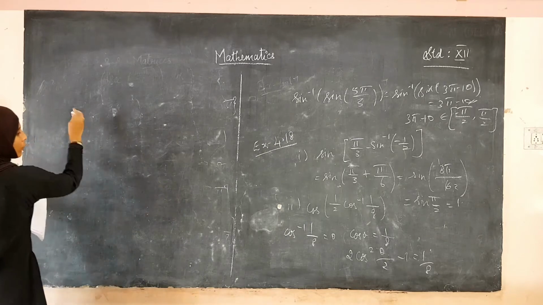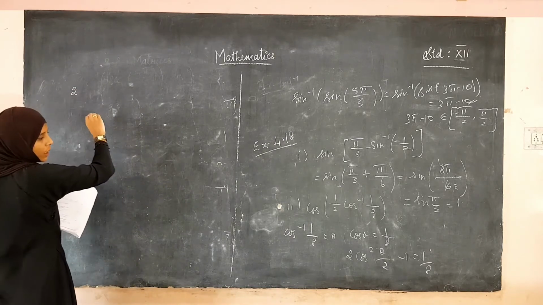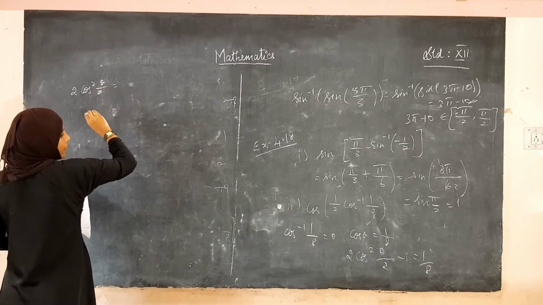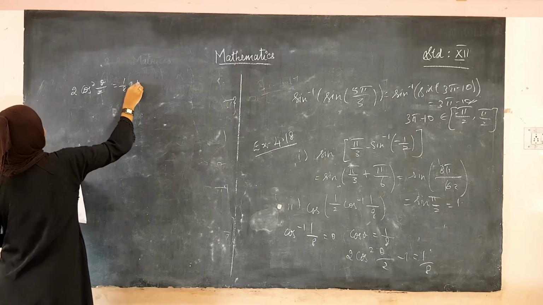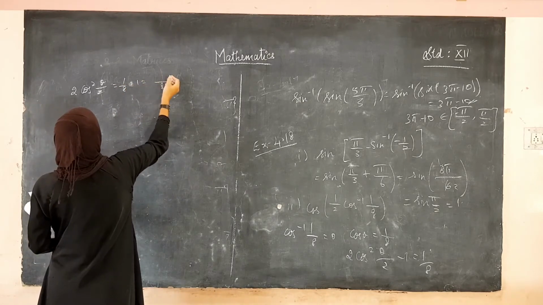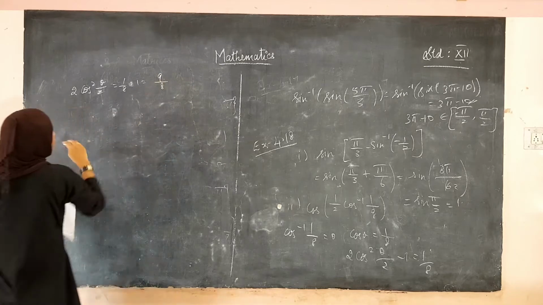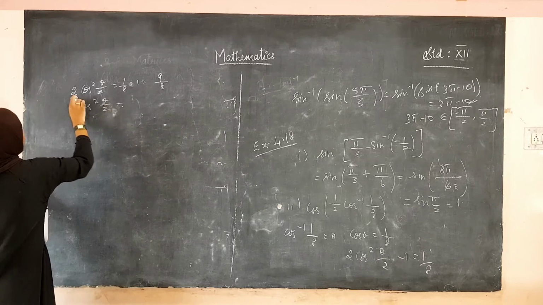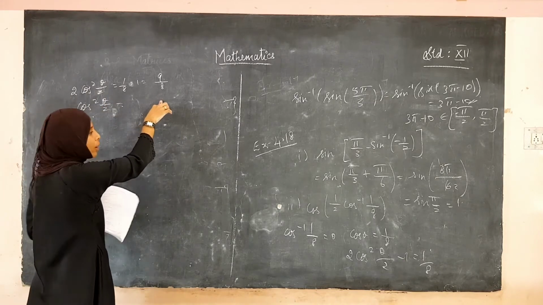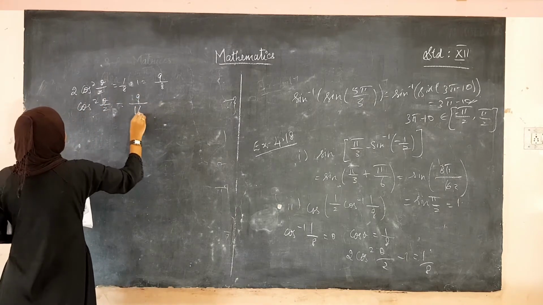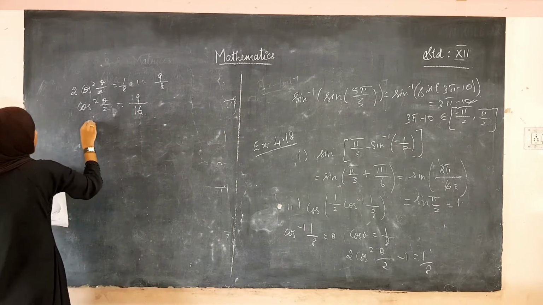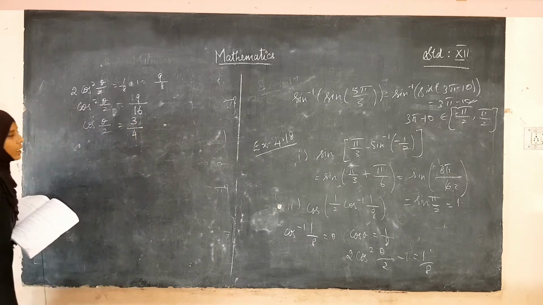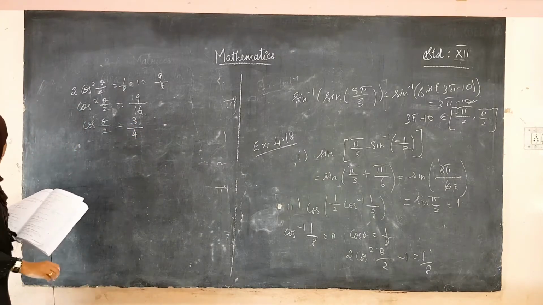So from this, keeping the 2 cos square theta divided by 2 on this side, what happens? 1 by 8 plus 1, which is equal to 9 divided by 8. Then cos square theta divided by 2 is equal to, bringing this 2 to the denominator, 9 divided by 8 into 2 is 16. So, taking square root on both sides, it becomes cos theta divided by 2 is equal to 3 divided by 4. We are not taking the negative value, we are taking only the positive value.